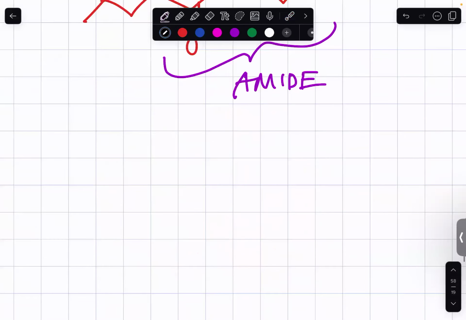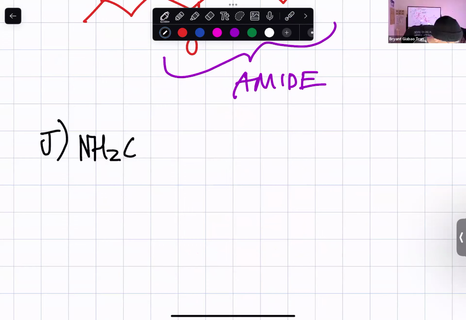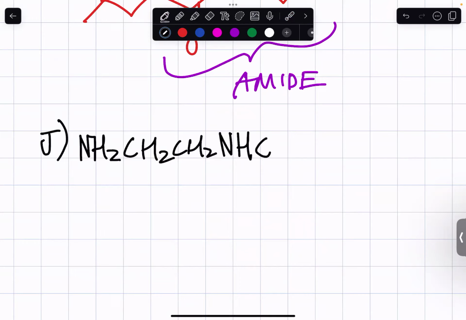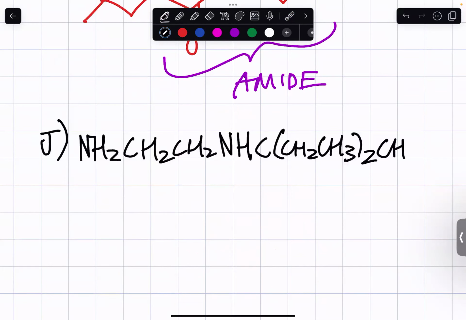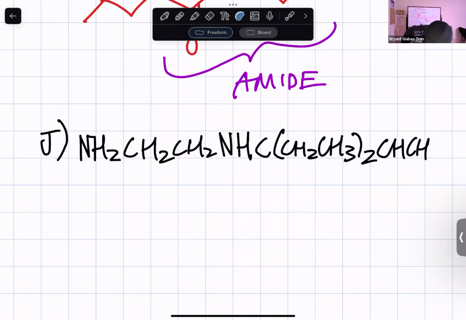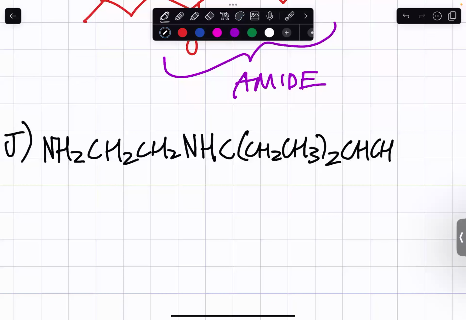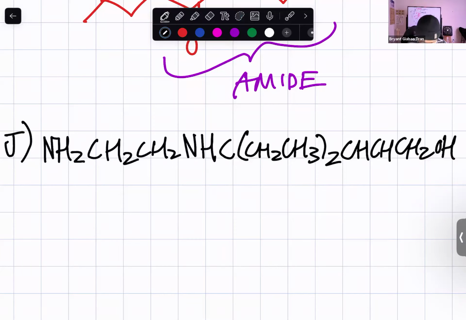So let's go on to the last two here, J and K. So J is going to be NH2, CH2, CH2, NH, C, (CH2CH3)2, CH, CH, CH2OH. You try walking me through this problem, and then I'll see how you go.